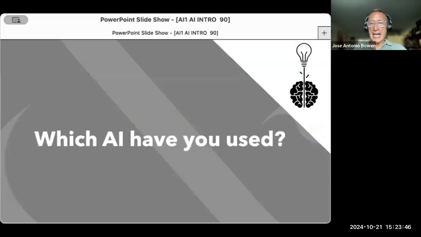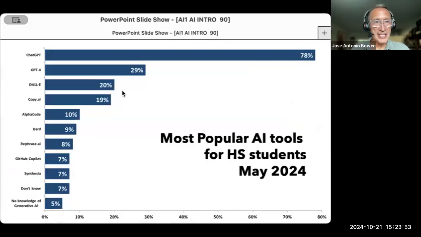So think about which AI you've used, right? My guess is everybody's used ChatGPT and a few others. This is the list that high school students have used. So you see ChatGPT is up there, but also DALL-E, right? Some of them you probably aren't using. This is Bard, which is now Gemini, right? Rephrase AI, yeah, I wonder what that one does.